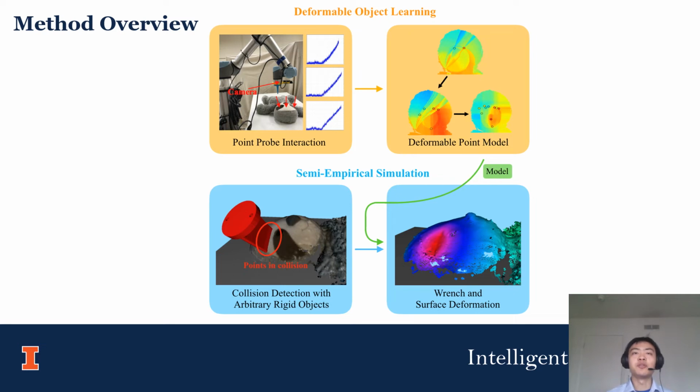Here is an overview of our method. We start by having a robot arm collect interaction data with a deformable object. Then from these data, we learn a point interaction model, meaning that we can predict how the object would resist a point poking at it. Then during simulation, we combine the point model with an analytical solver to solve for the contact range at an arbitrary contact.